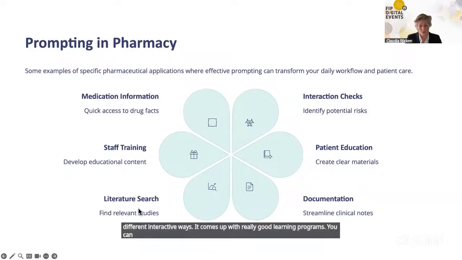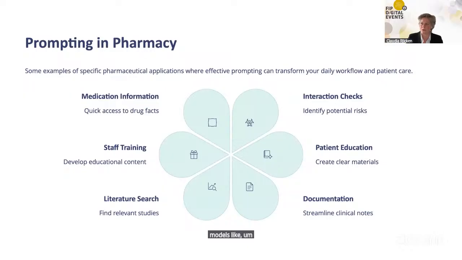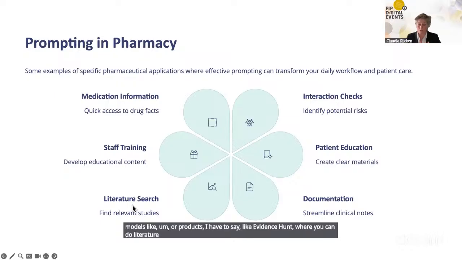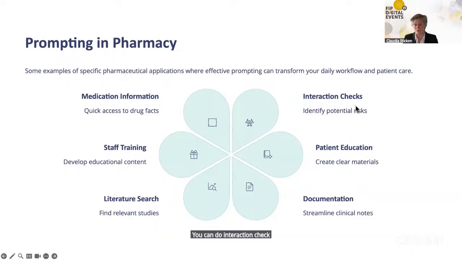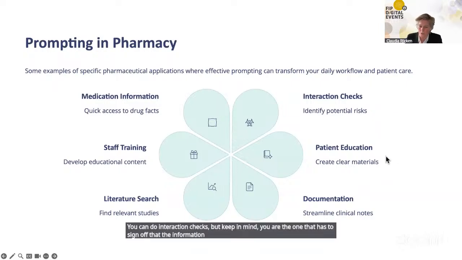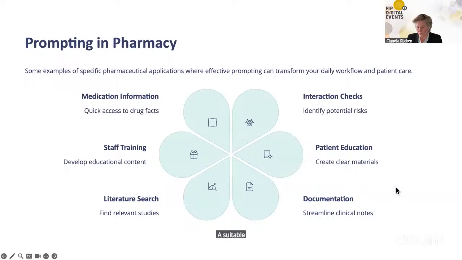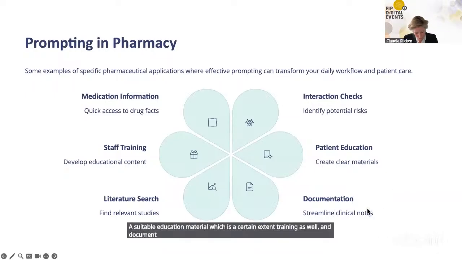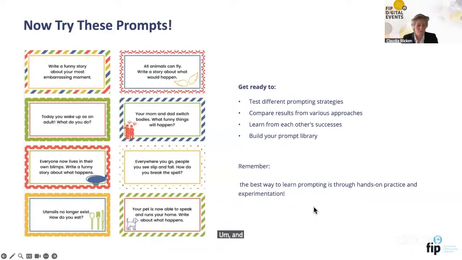You can use it for literature search, and there are models, or products, I have to say, like Evidence Hunt, where you can do literature search and it really comes out with a good overview of the relevant literature on a certain topic. You can do interaction checks, but keep in mind, you are the one that has to sign off that the information really is suitable. Education material, which is to a certain extent training as well, and documentation. Basically, as I said, then it's a matter of trying.